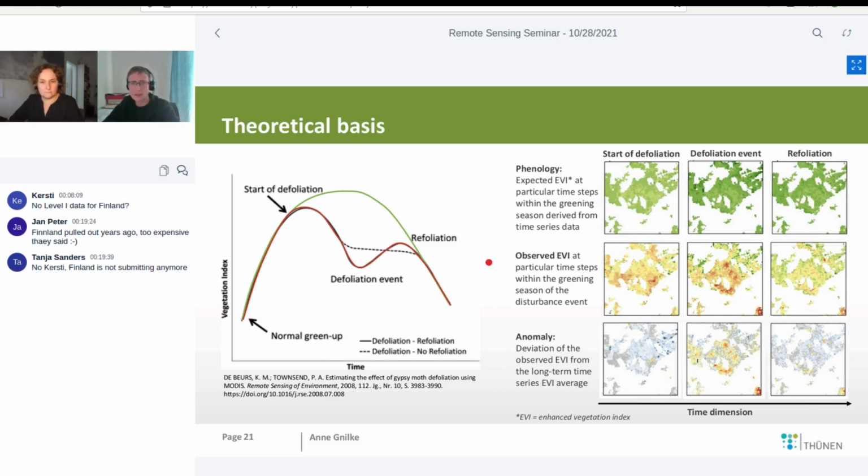We also had a look at the observed EVI at the particular time steps within the greening season of, in this case, 2018, where in the Fleming region insect disturbance and defoliation occurred. From these two sets of data, we calculated the deviation of the observed EVI from the long-term time series average of the EVI, which, in the further slides, I will refer to as an anomaly. What you can see from this concept is that the time dimension is very crucial to look at patterns of disturbance.